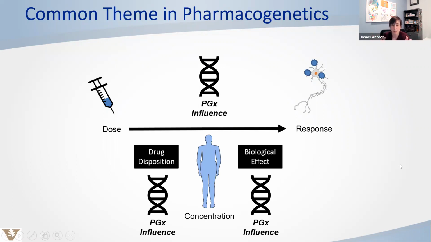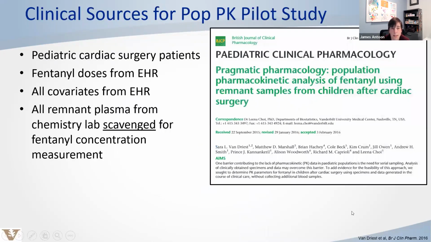In order to do that, though, you really have to have drug concentrations. I don't see another way around it. You either have to be able to estimate them really robustly based on the dose, or you have to measure them in your patient population. So next slide. That's exactly what we set out to do for a cohort of pediatric cardiac surgery patients.